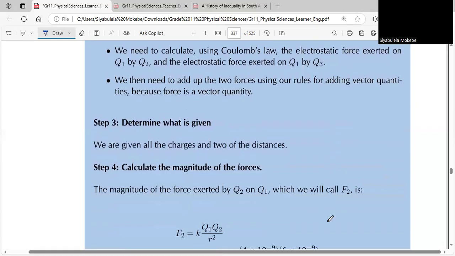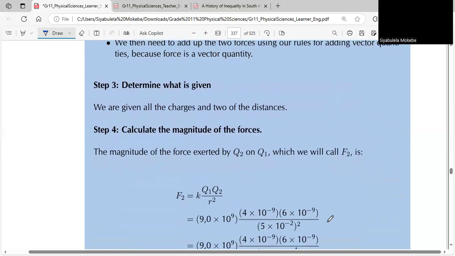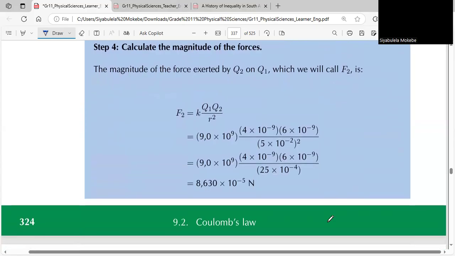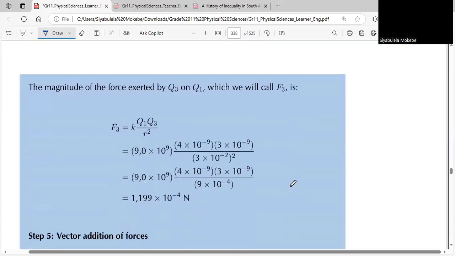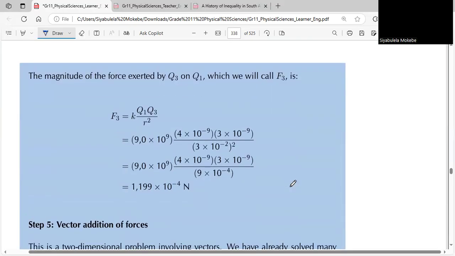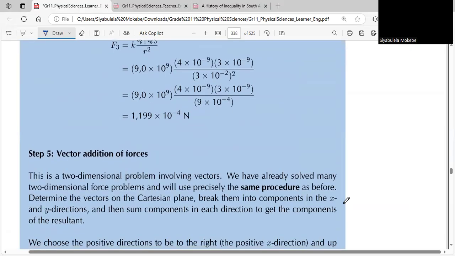We are given all the charges and two of the distances. The magnitude of the force exerted by Q2 on Q1, which we will call F2, is 8.630 times 10 to the negative 5 newtons. And then the magnitude of the force exerted by Q3 on Q1, which we will call F3, is 1.199 times 10 to the negative 4 newtons.